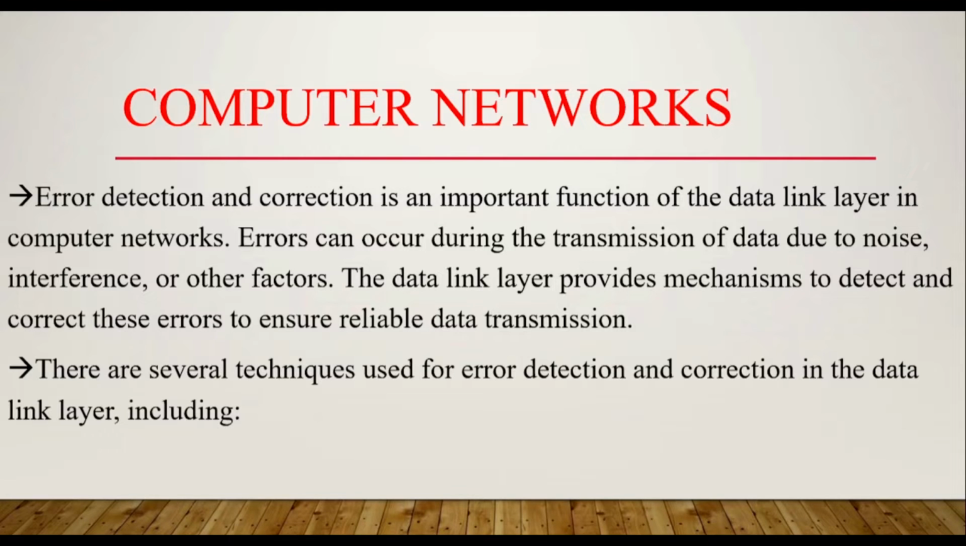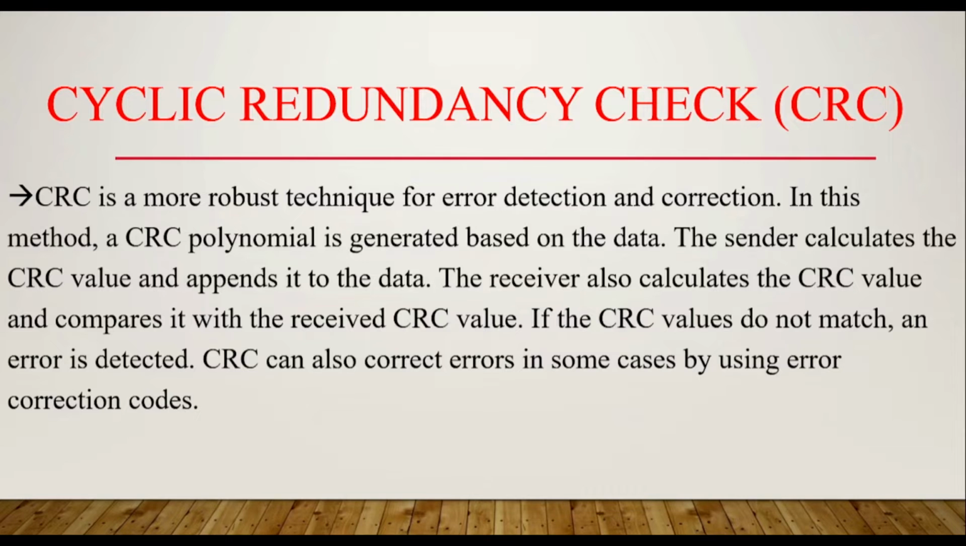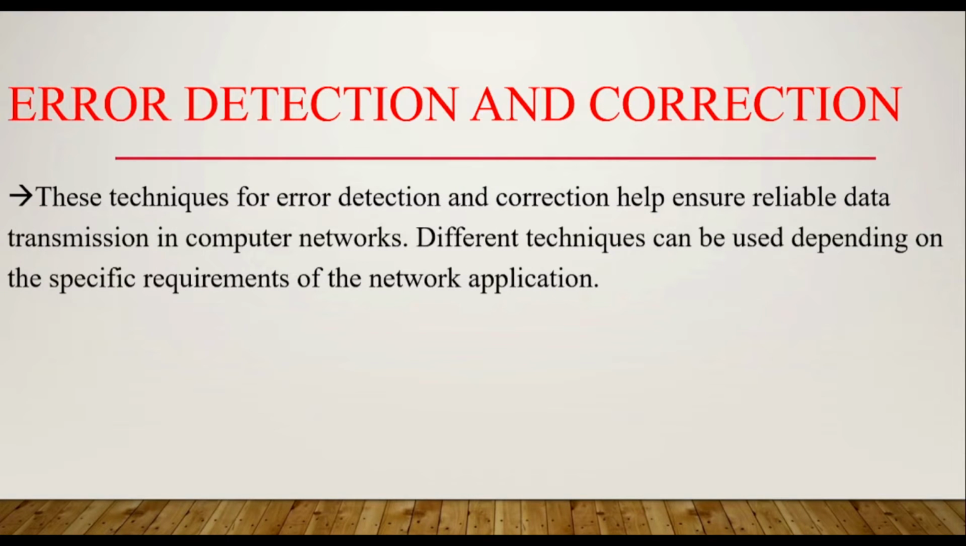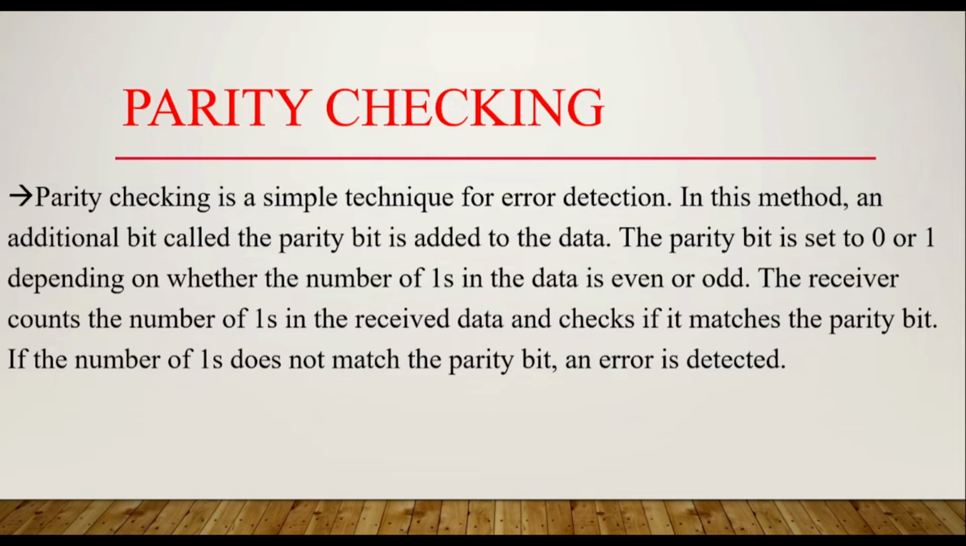There are several techniques used for error detection and correction in the data link layer, including parity checking, checksum, cyclic redundancy check, and forward error correction. So first is parity checking.